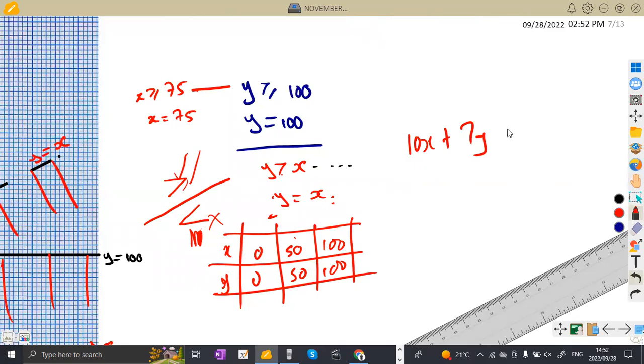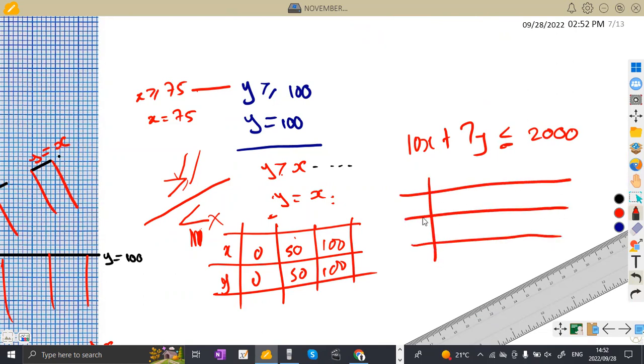Which is less than or equal to 2000. So this one is supposed to be a continuous line because there's an equal to there. But for this one, it was easier for you to have a table of values. With this table of values, you just pick, guys, any 3 points of your choice that you're going to use. But in this case, guys, I'm just going to work with 2 points.